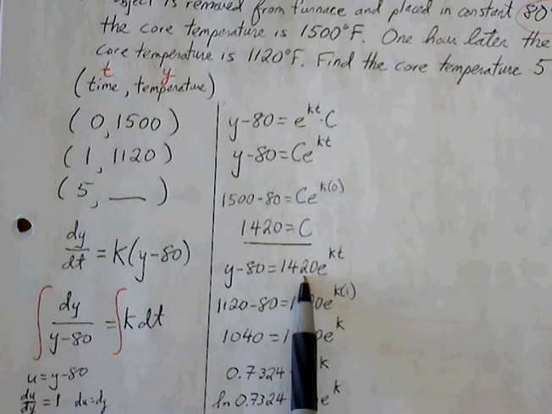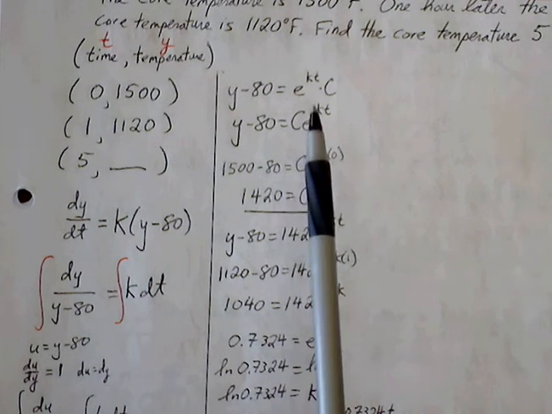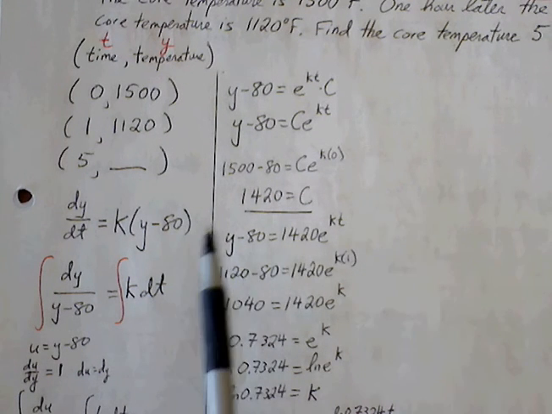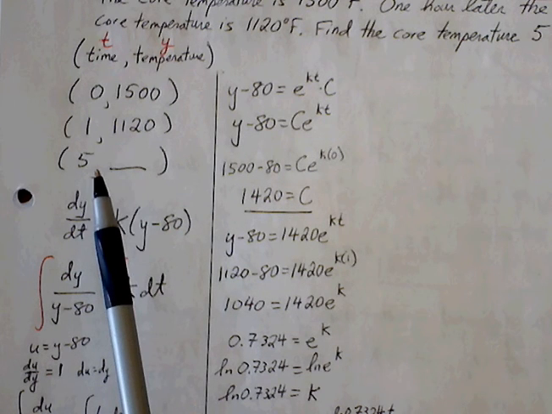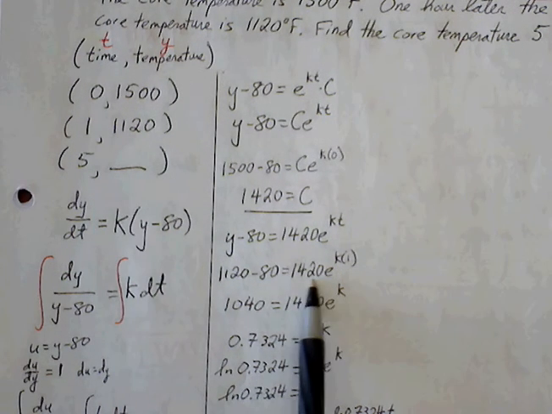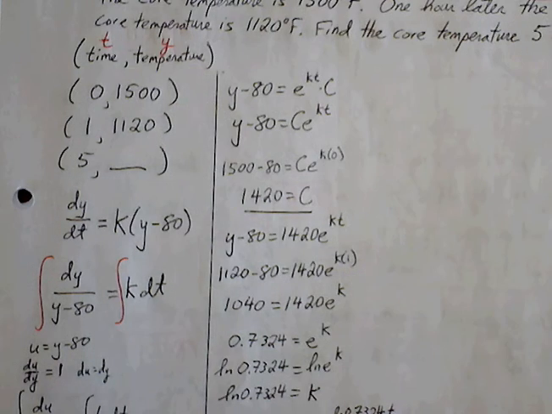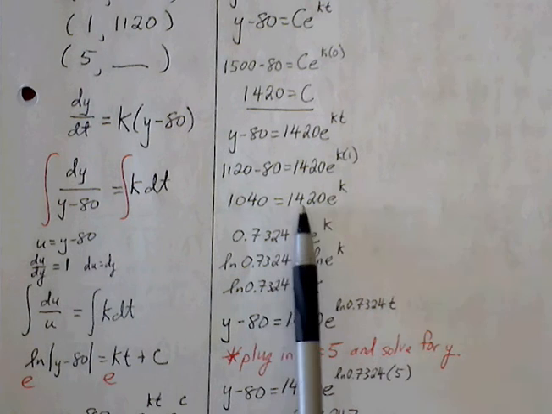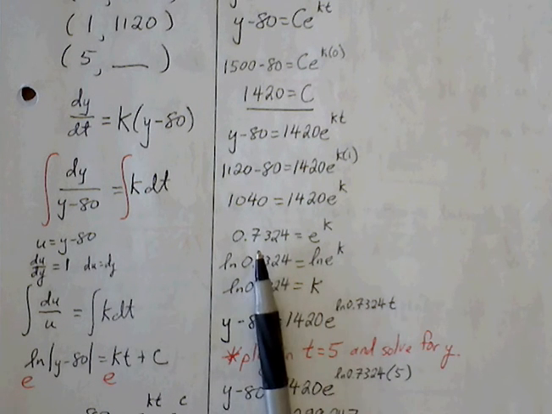Now we can solve for k. So plug 1420 in for c. Now we can use the other ordered pair that we have to plug in. So 1120 plugs in for y, 1 plugs in for t. Simplify, and we get 1040 equals 1420 e to the k. Divide both sides by 1420. We want to eventually get to k, but for now the 1420 is attached to e to the k, so move the 1420 over. 1040 divided by 1420 is 0.7324.